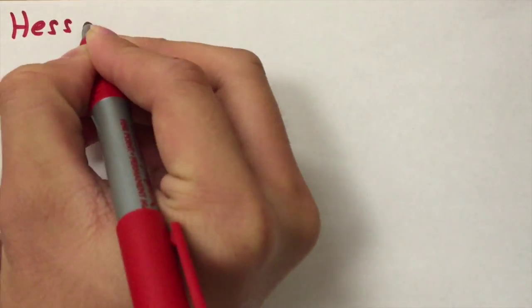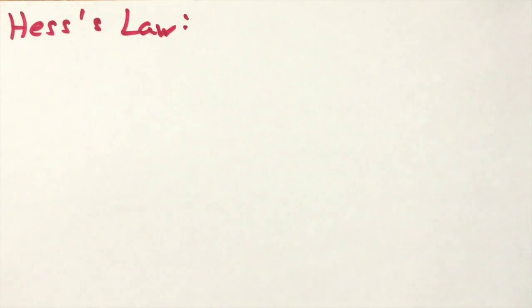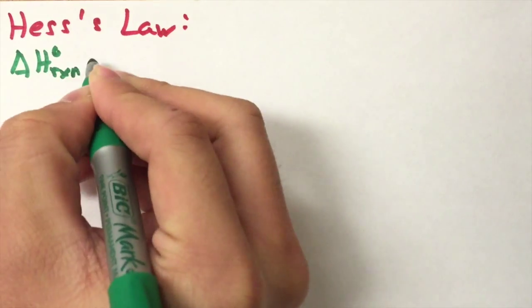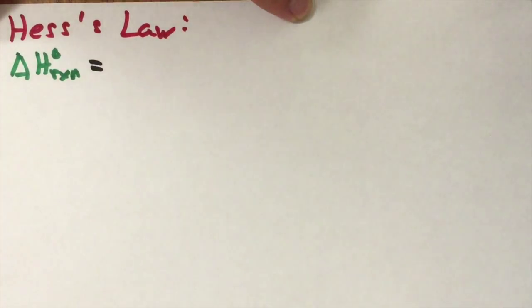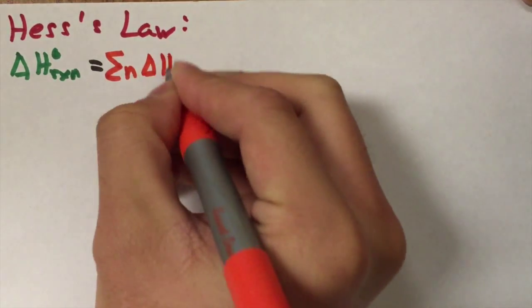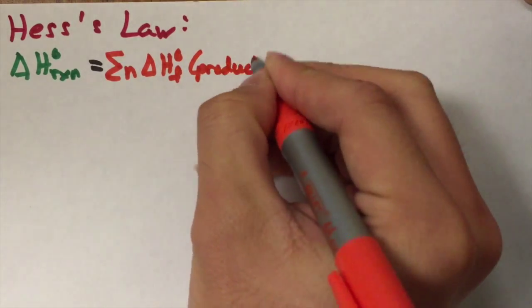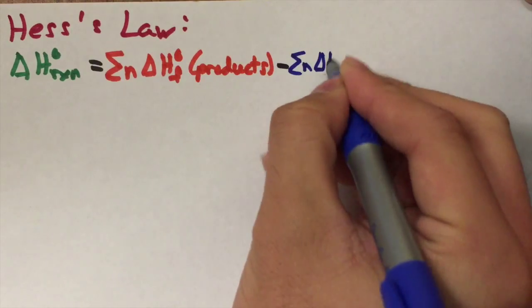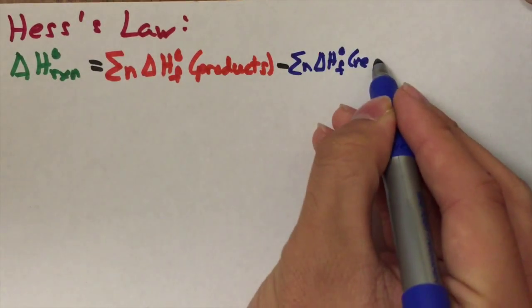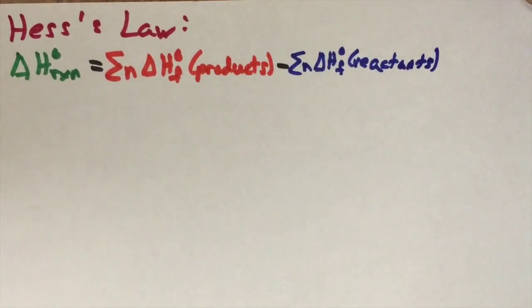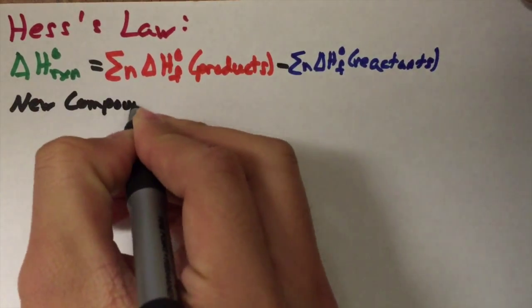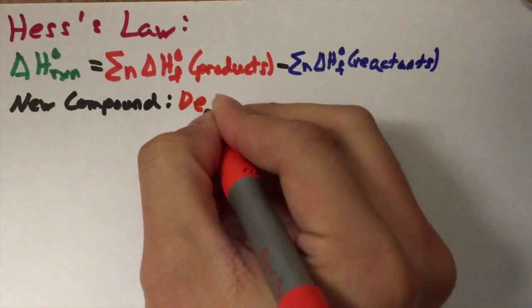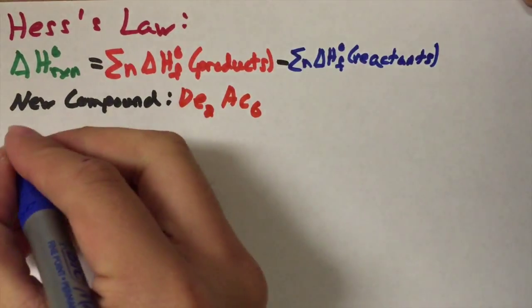We use the chemical reaction 2 DeH4 plus 6 ACO plus 2 H2 produce De2AC6 plus 6 H2O to create the compound De2AC6. We also know that the heat of reaction, or delta H, equals negative 12.2 kilojoules per mole. What we are looking for is the heat of formation of the new compound.